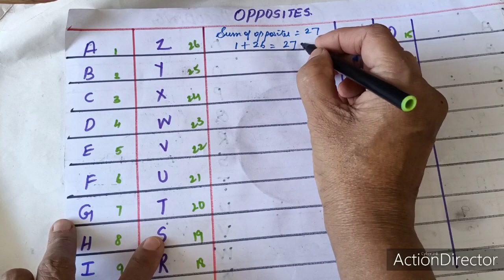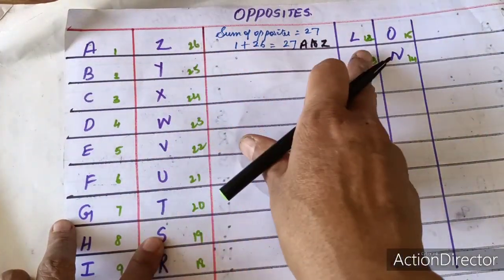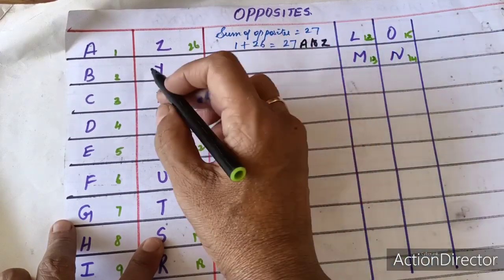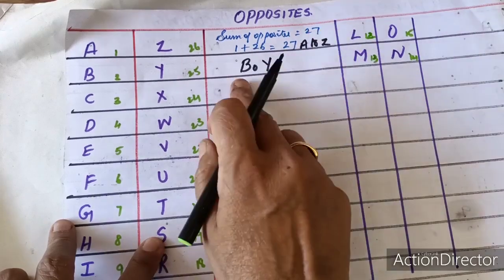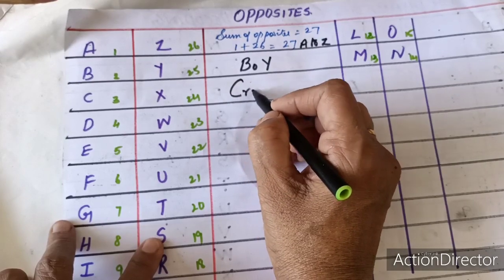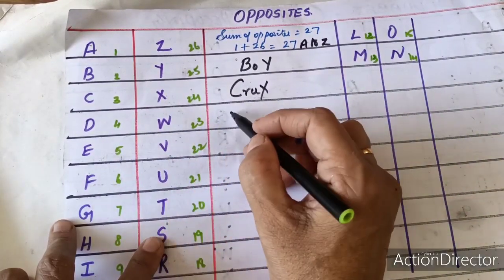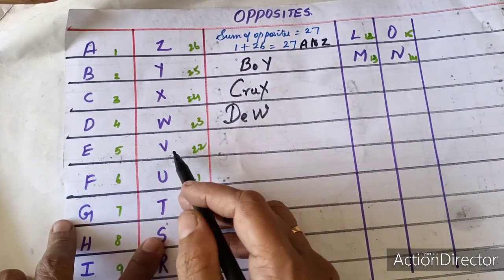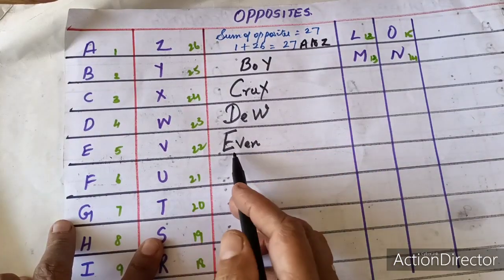Now let me tell you one more trick to remember these opposites. A and Z, so you remember the words A to Z. By remembering this A to Z, you can say A is opposite of Z. And for B and Y, you can say boy. C and X, crux. D and W, dew. E and V, even, the mathematical term, even numbers.